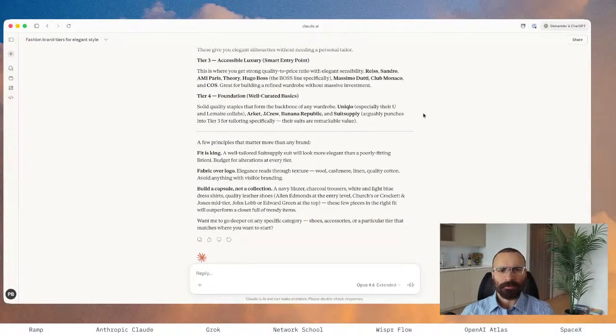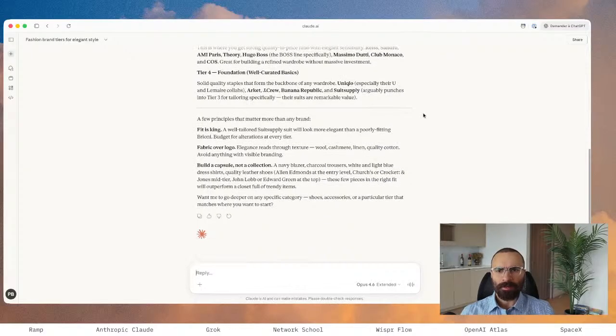Uniqlo, especially their Uniqlo U and Lemaire collabs, Arket, J.Crew, Banana Republic, and Suitsupply. Arguably punches into tier 3 for tailoring specifically. Their suits are remarkable value. A few principles that matter more than any brand. Fit is king. A well-tailored Suitsupply suit will look more elegant than a poorly fitting Brioni. Budget for alterations at every tier.